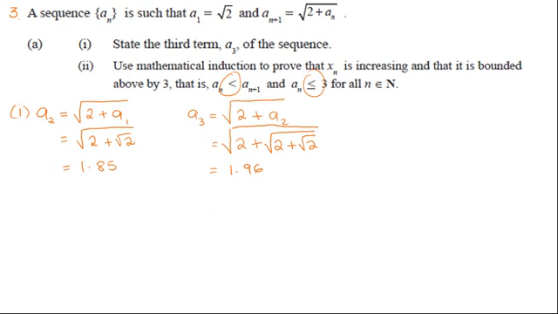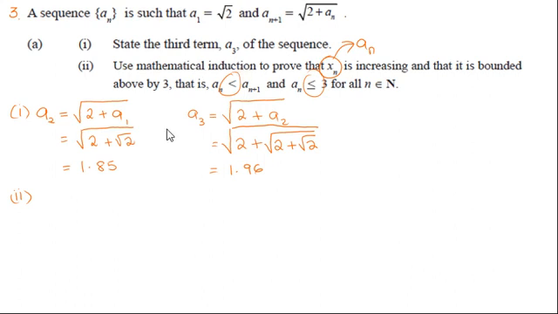Now we get to the induction part. It says, use mathematical induction to prove that a_n is increasing and that it is bounded above by 3. Now, when this question came, my thought was that this was supposed to have been an a_n, not x_n, so I think it's a typo. So we need to show that the terms in our sequence are increasing. We also need to show that they're bounded above by 3. That means they will never go beyond 3.